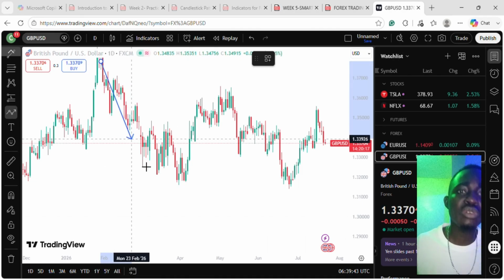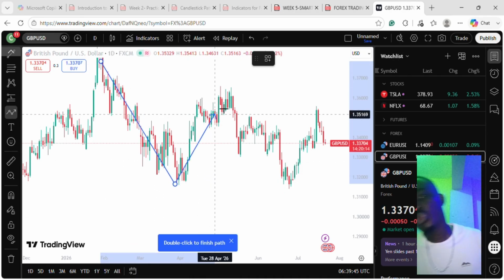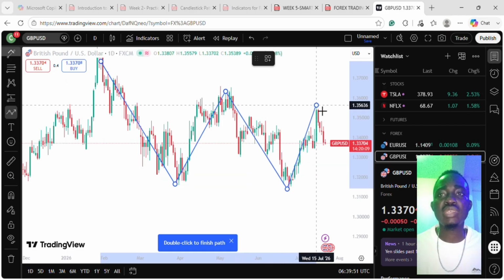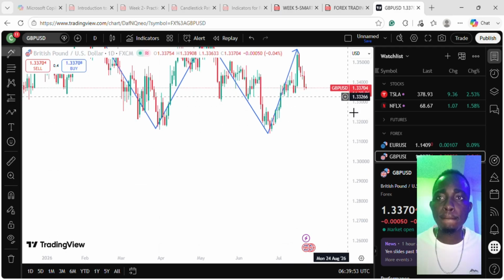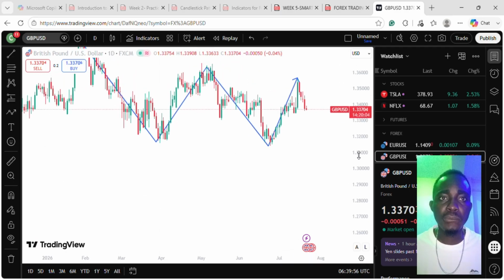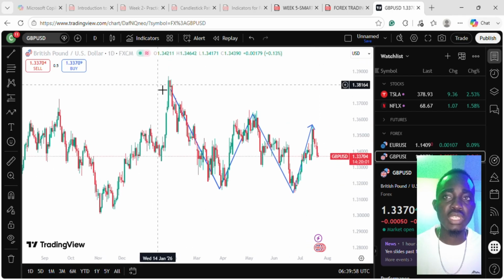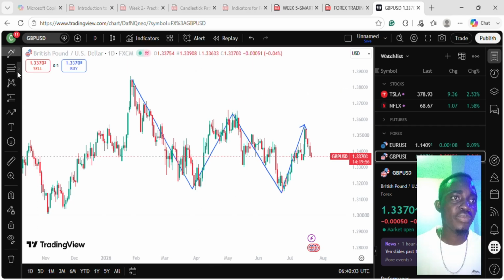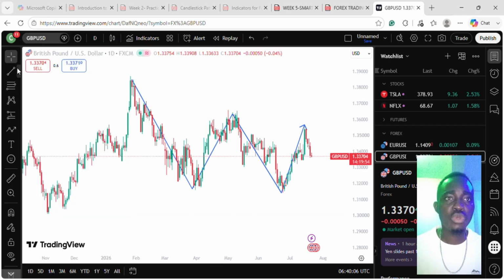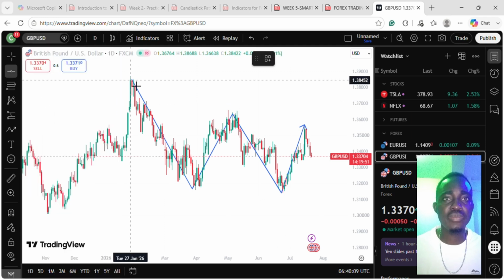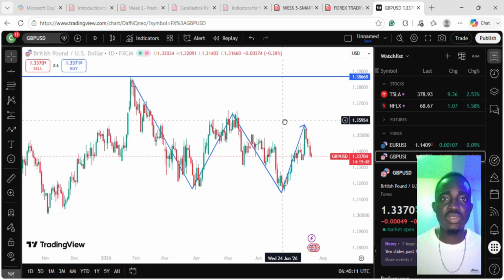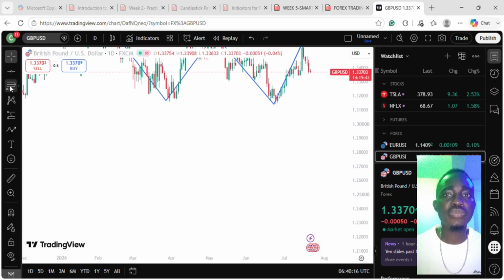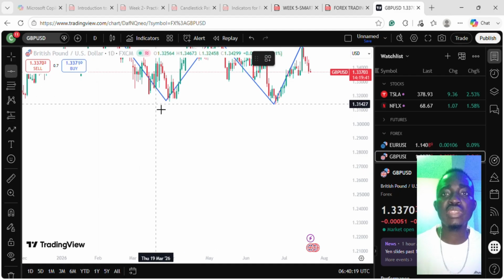The market came down, went up, went down, went up. So take, for example, this situation. Here, that will be our high point. And then we put this horizontal line here. After that, let me put this one here, around here.